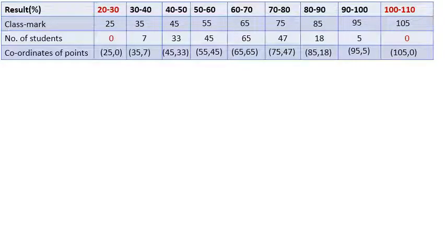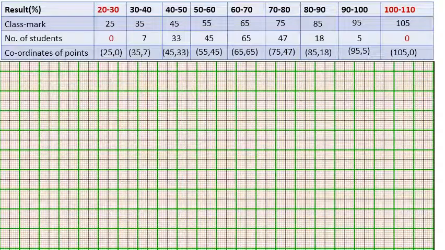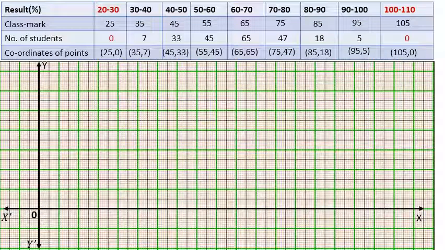Now find the coordinates of the points to be plotted. The x-coordinate will represent the class mark, the y-coordinate will represent the frequency. On a graph paper, we plot the x and the y-axis. On the x-axis, we will show the class marks, and on the y-axis, we will show the frequencies. Let us mark the consecutive class marks keeping a gap of 2 cm. So on the x-axis, 2 cm is equal to 10% because the class width here is 10.